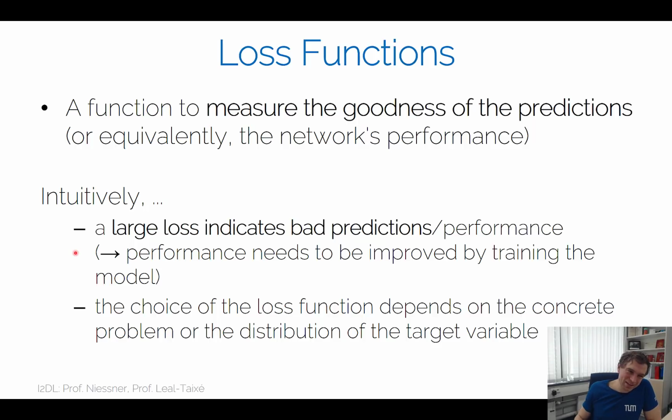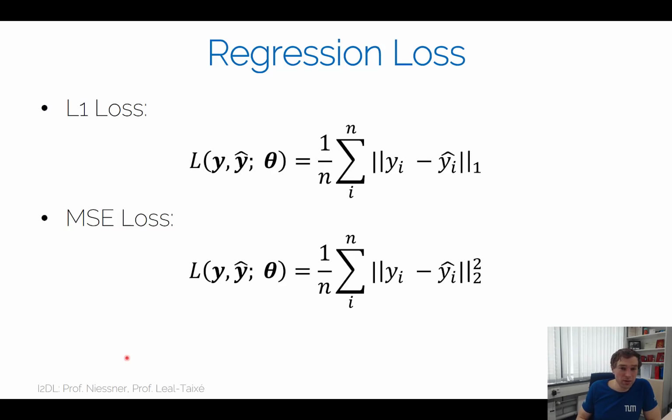So when we have the theory of the networks done, we will talk a lot about what is a good loss function for a given problem. We've seen a few losses already, right? We've seen the regression losses, like an L1 loss, which is straightforward. You have a predicted sample yi hat, you compare it with the ground truth yi label, you take an L1 norm here, and you sum it up over all the samples.